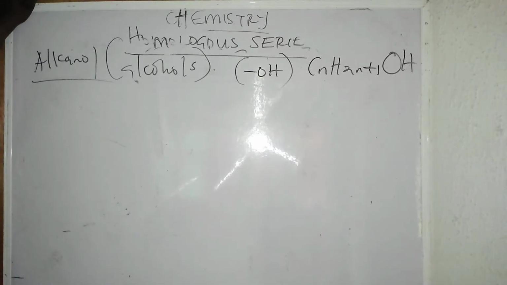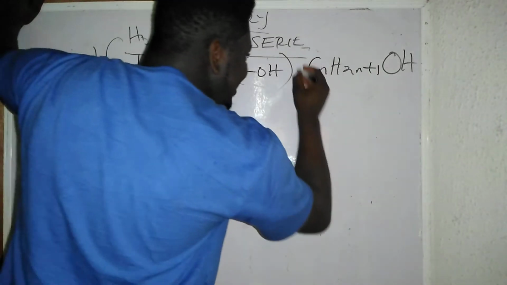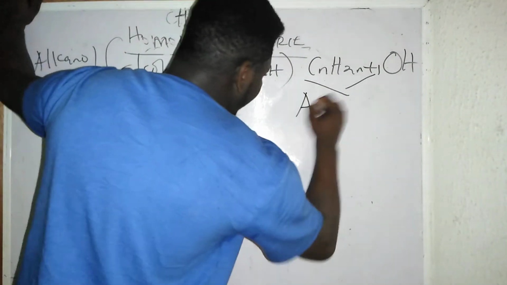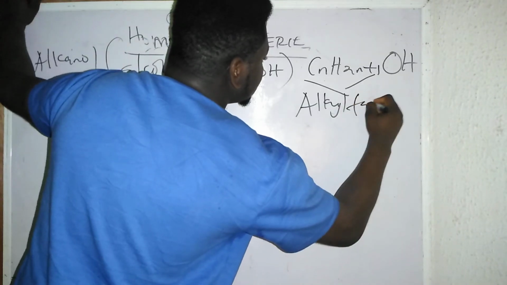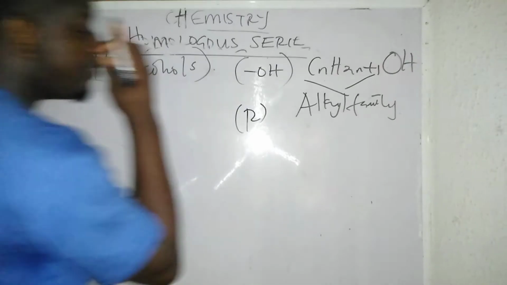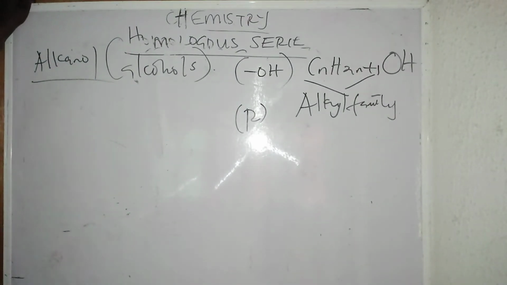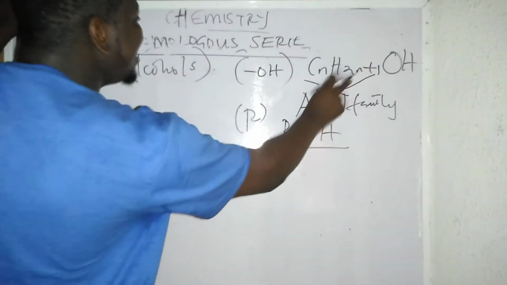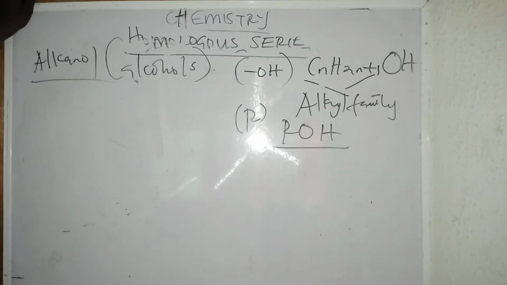CnH2n+1OH. From what I said earlier on the alkane family, it is known that this particular formula belongs to a family, which is what? The alkyl family. And if the alkyl family is designated as what? R. The first member of the alkyl family is designated as R. So in some other places, you may see that the formula of alkanol is ROH, where R is CnH2n+1.